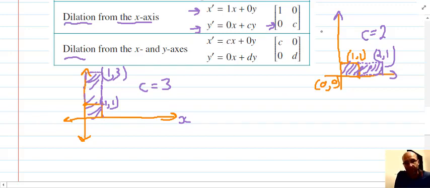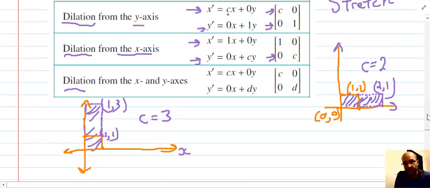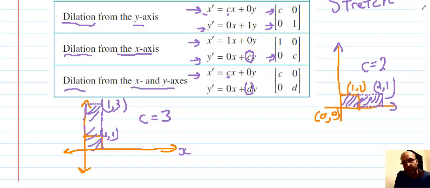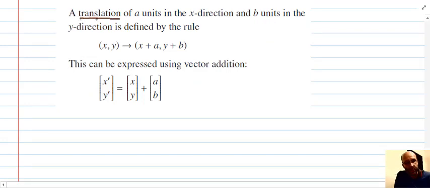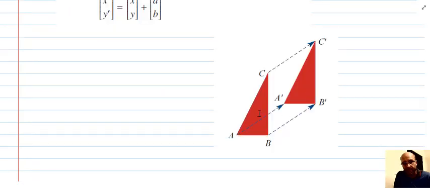Dilation from both, we combine them together. So if we look at the above, to get this, we look at dilation from the y-axis, and it's a mixture of both results from above. Notice that C is represented by a D here because C does not necessarily equal D, but essentially dilation from both of them is a combination of the two above. Final one is a translation where we're basically moving something.